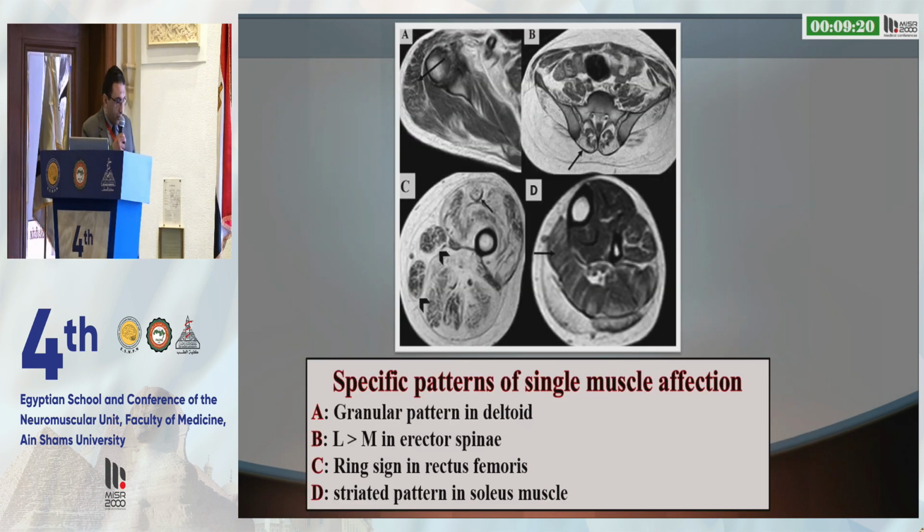Specific patterns of muscle affection. If we look at the deltoid in figure A, there is a granular pattern of affection. In figure B, in the erector spinae muscle, its lateral part is much more affected than its medial part. Also, this is a granular pattern of affection of the gracilis and sartorius in figure C.